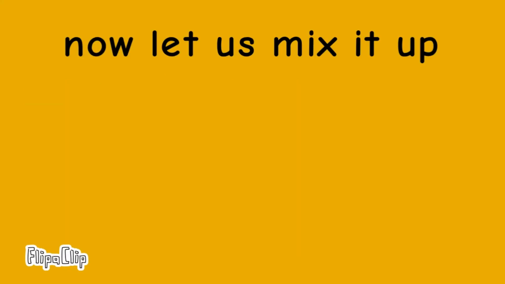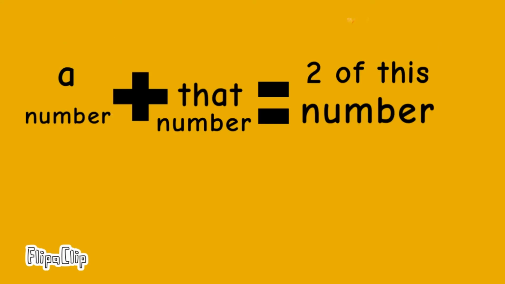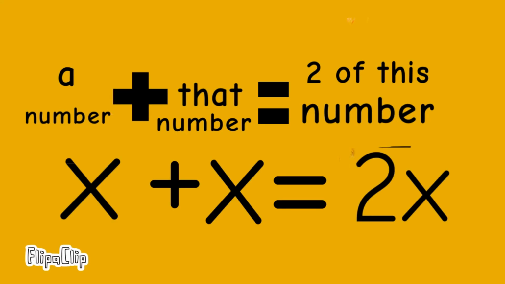Alright, let us try and mix things up a little bit. Instead of writing a number plus a number is equal to 2 of that number, we could simply write x, which stands for a number, plus x, that stands for that same number we are talking about, will give us 2 times this number we are talking about that we don't know, or the variable.